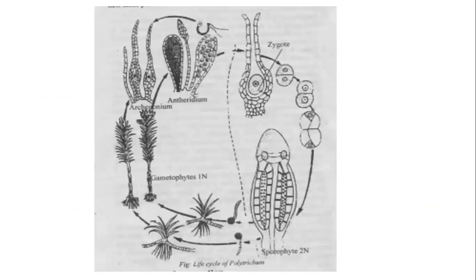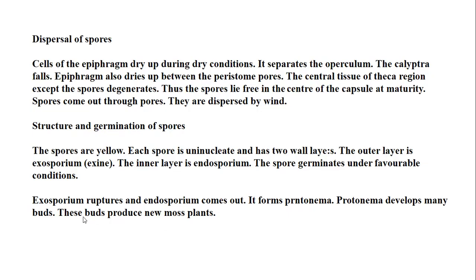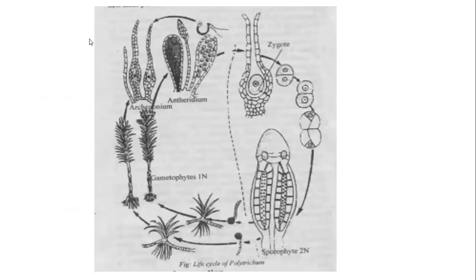So this protonema develops into a new moss plant. Now here, you can see the life cycle. This is a male plant, this is the antheridial head. And this is the female plant, this is the archegonial head. This archegonial head is enclosing the archegonia along with the paraphysis. This antheridial head is enclosing the antheridia with the paraphysis.